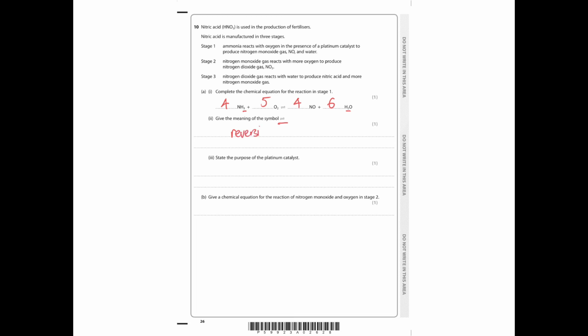This symbol is of course the reversible reaction symbol, not to be confused with an equilibria symbol, although this is the topic where you see this symbol the most. The purpose of the platinum catalyst is to increase the rate of reaction. Although it does this by lowering the activation energy, do not write this as that is not what the question is asking. The chemical equation between nitrogen monoxide and oxygen is NO plus O2 forms NO2.